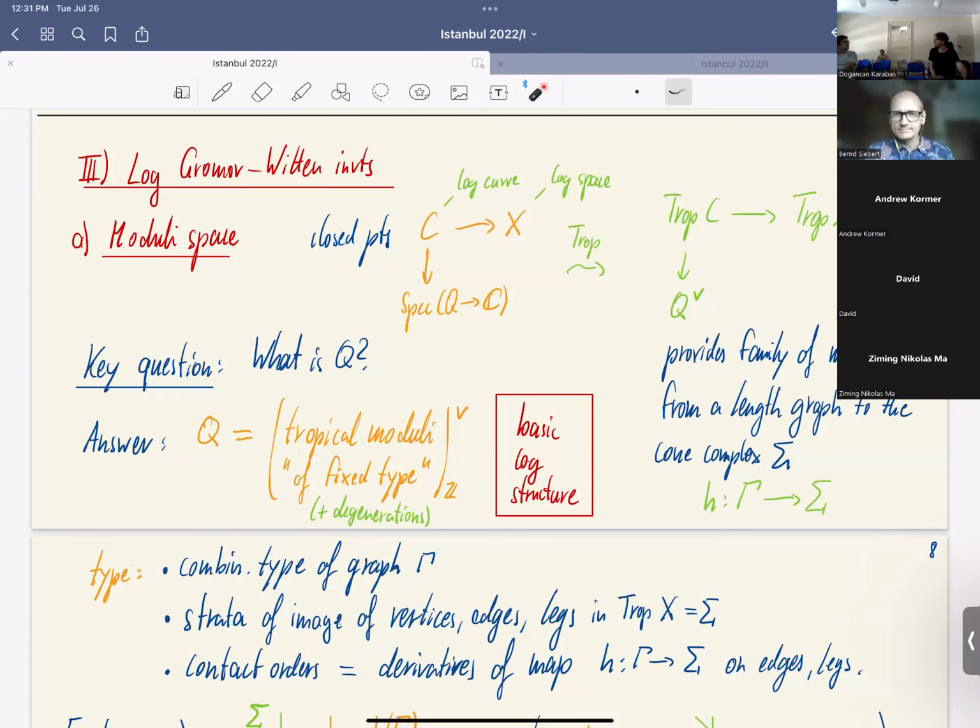Okay, so it's very nice to have Bernd Siebert again, and he will continue from yesterday. He will talk about structure invariance and canonical wall structure.